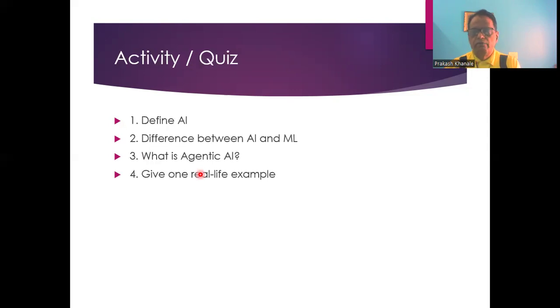So this is a quiz for you, or some activity for you, the reflection spot. Try to answer these questions. Define AI, differentiate between AI and ML, answer what is agentic AI, and give one real life example.